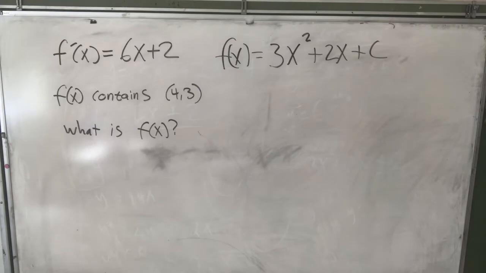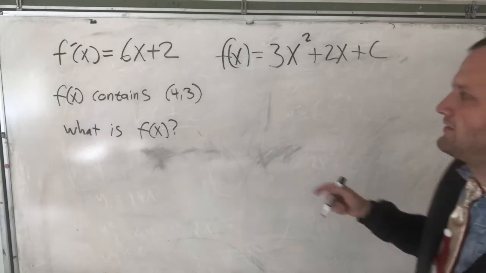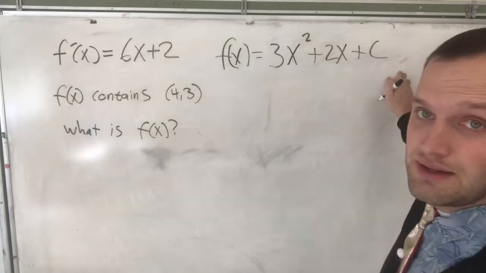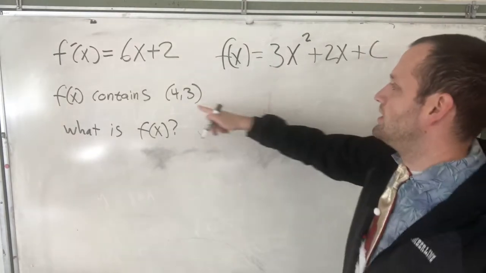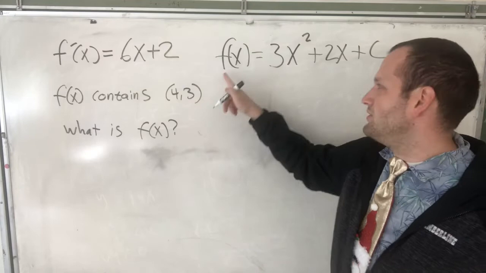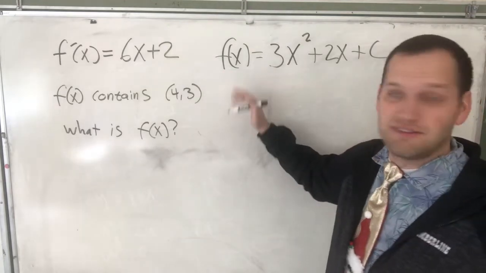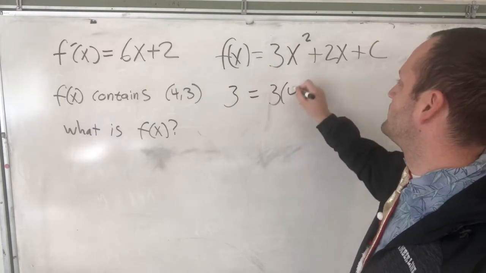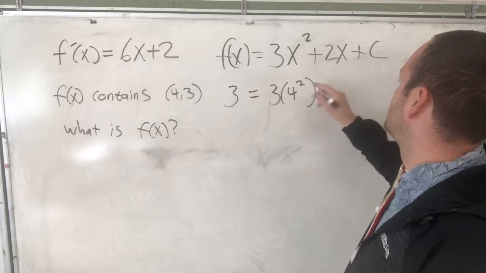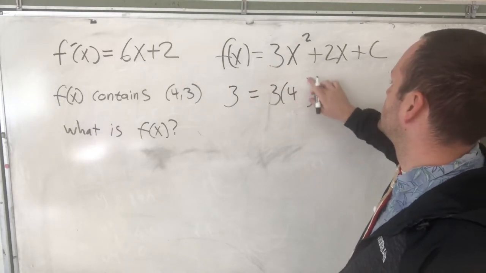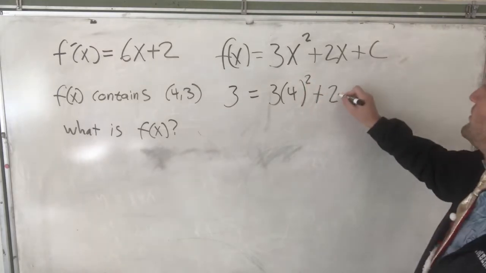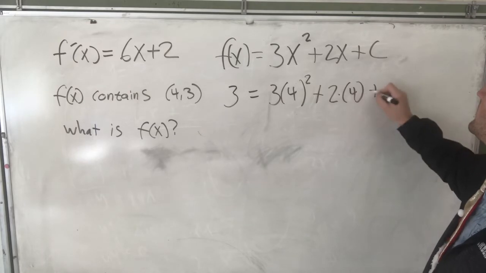Cool, we're at this part. Now comes the next step. We need to take this point (4, 3) and plug it in. Watch what happens. 3 is a y value. Where is y up here? Y is f of x. So we've got 3 equals 3 times 4 squared. Sorry, squared goes on the outside. Plus 2 times 4 plus c.